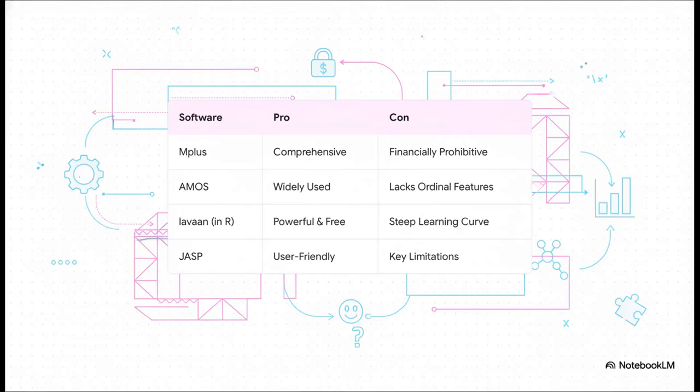So this mismatch leads to a really common frustration, the software struggle. I'm sure you felt this. The gold standard tools like Mplus can be crazy expensive. The ones that are widely used, like AMOS, often just don't have the specific features we need for this kind of ordinal data. And yeah, there are powerful free tools like lavaan in R, but wow, that learning curve can be steep. Then you've got user-friendly software like JASP, which is a huge step forward, but as the source points out, it has some really important limitations we have to be aware of.